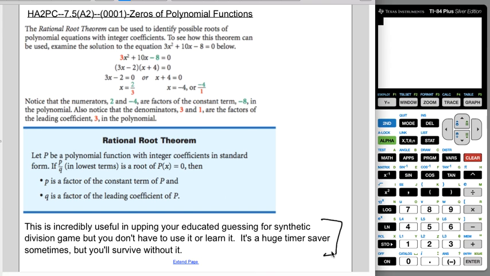So I'm going to walk you through it, and then the rest of this video is going to be about finding zeros in general. You don't necessarily have to use the rational root theorem, but I'm going to walk you through how this works.